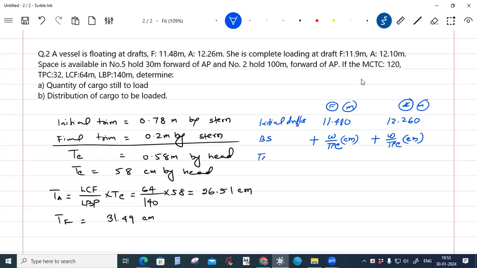उसके बाद चेंज इन द ड्राफ्ट TA एंड TF. फॉरवर्ड ड्राफ्ट कितना हो गया? 31.49 सेंटीमीटर. सेंटीमीटर ही लिखो. और यहाँ पे आफ्ट कितना हो जाएगा? 26.51. मेक सेंस? By the way, this TC is by head. हेड का मतलब क्या हो गया? फॉरवर्ड ड्राफ्ट विल बी प्लस और आफ्ट ड्राफ्ट विल बी सब्ट्रैक्टेड.